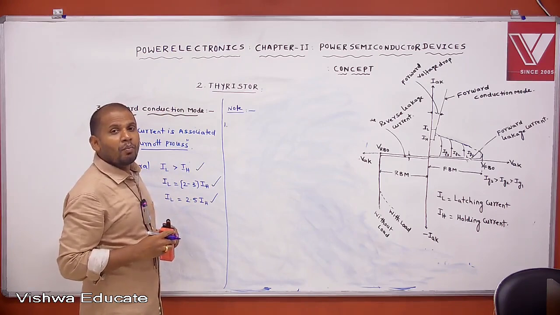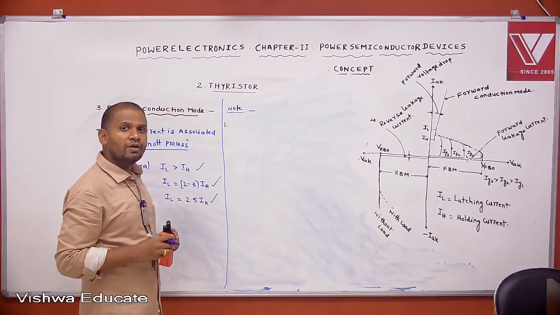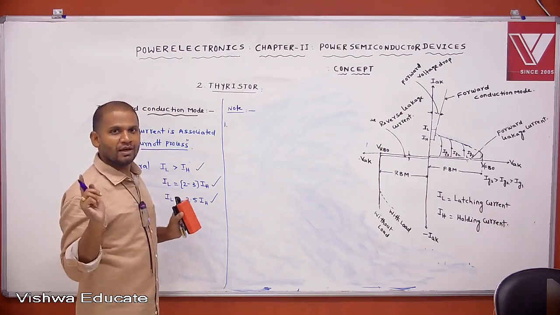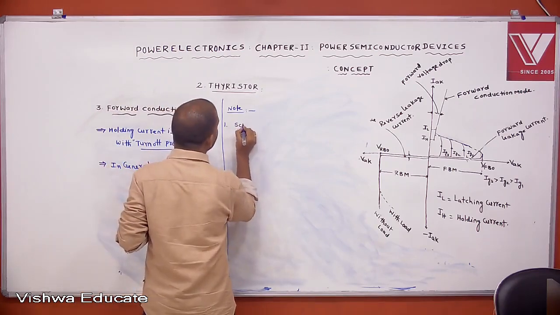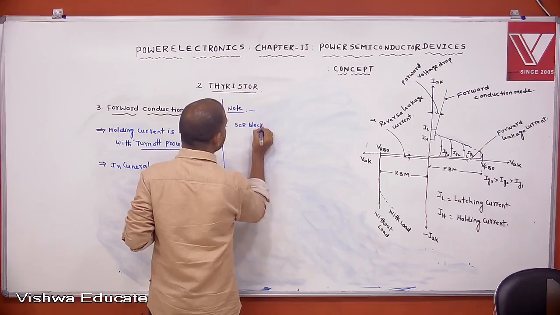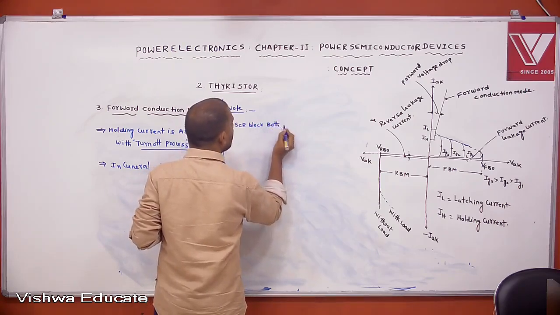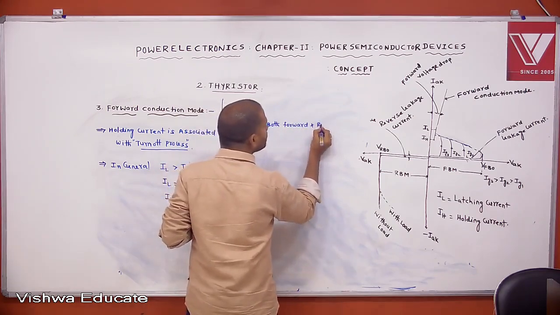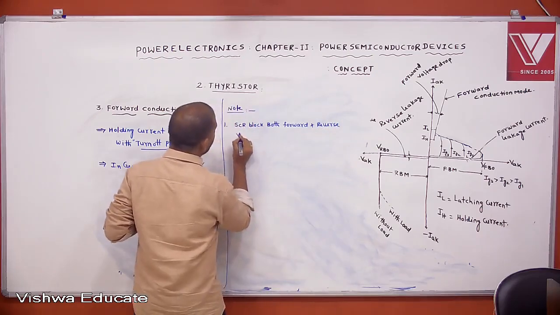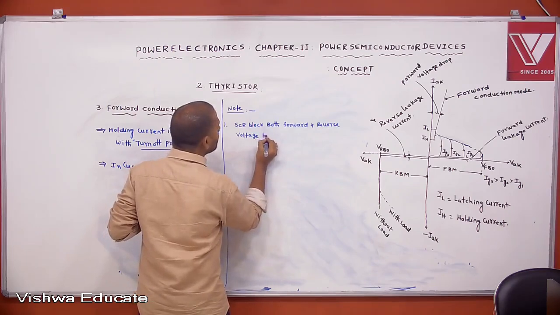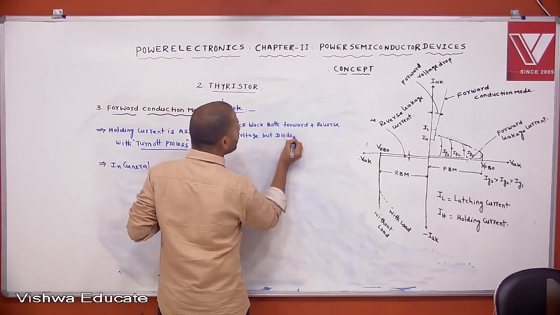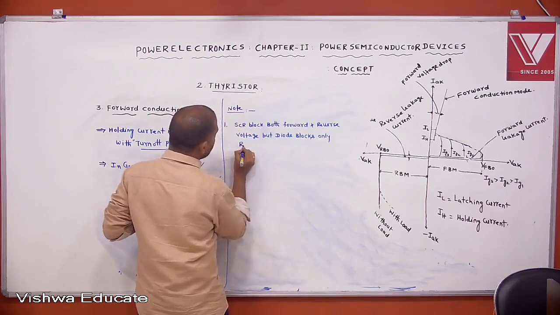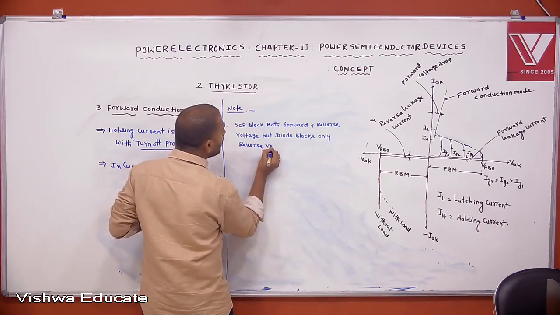SCR blocks both forward and reverse voltage, but a diode blocks only reverse voltage. That is the difference between a diode and an SCR.